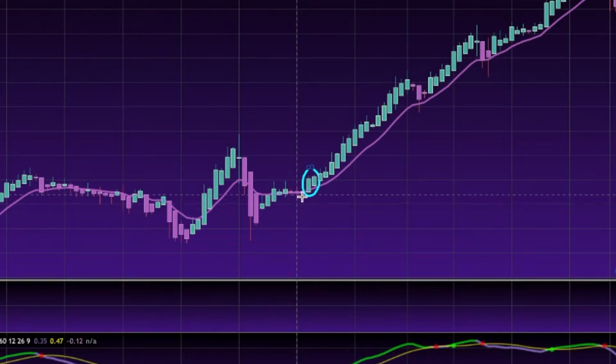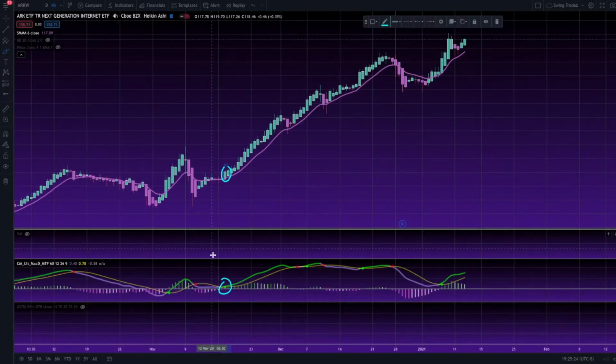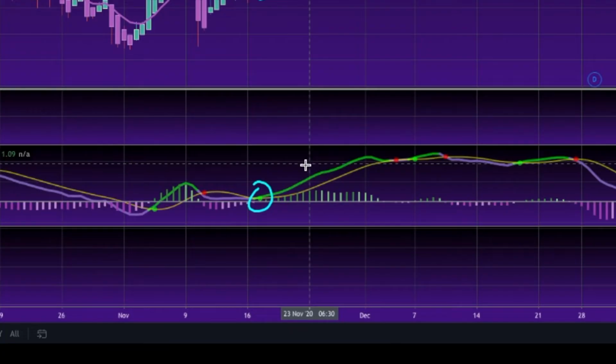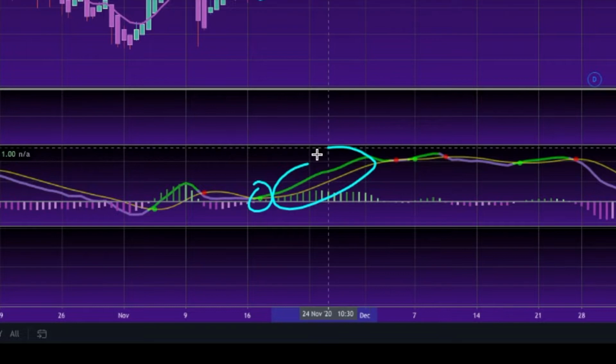We get 2 bars above the SMA line, which indicates a possible uptrend. And we did in fact get an uptrend to the upside. And down here at the MACD, you see the MACD line is above the signal line, and the histogram bars are getting larger, indicating that momentum is going to the upside and getting stronger.